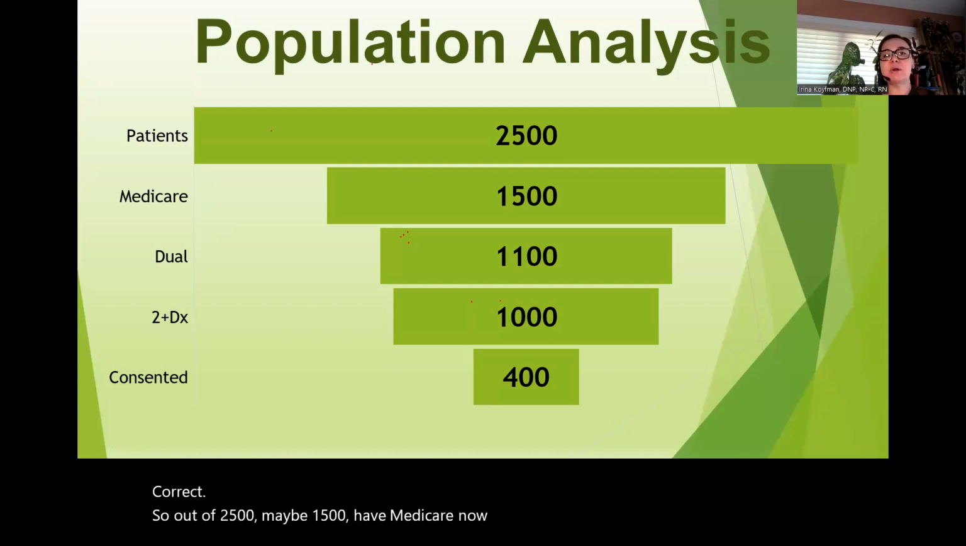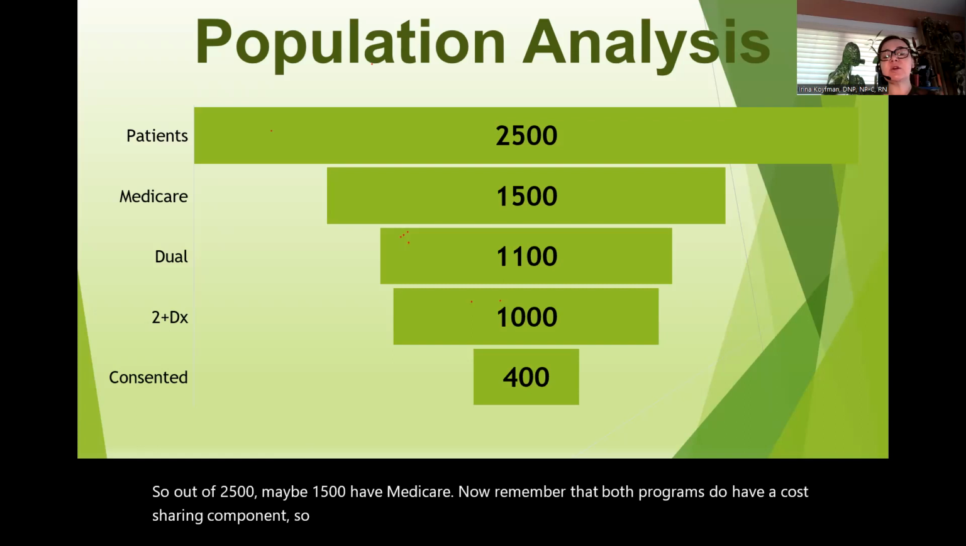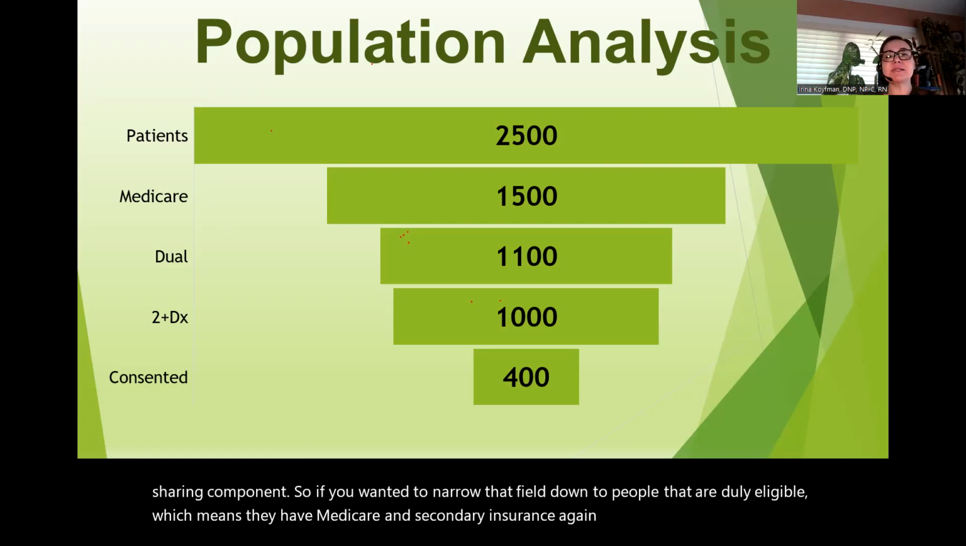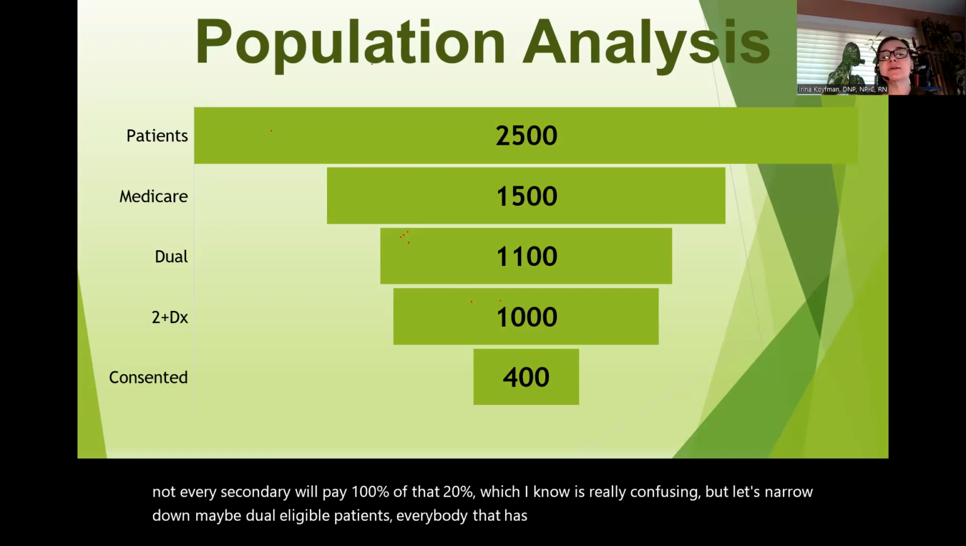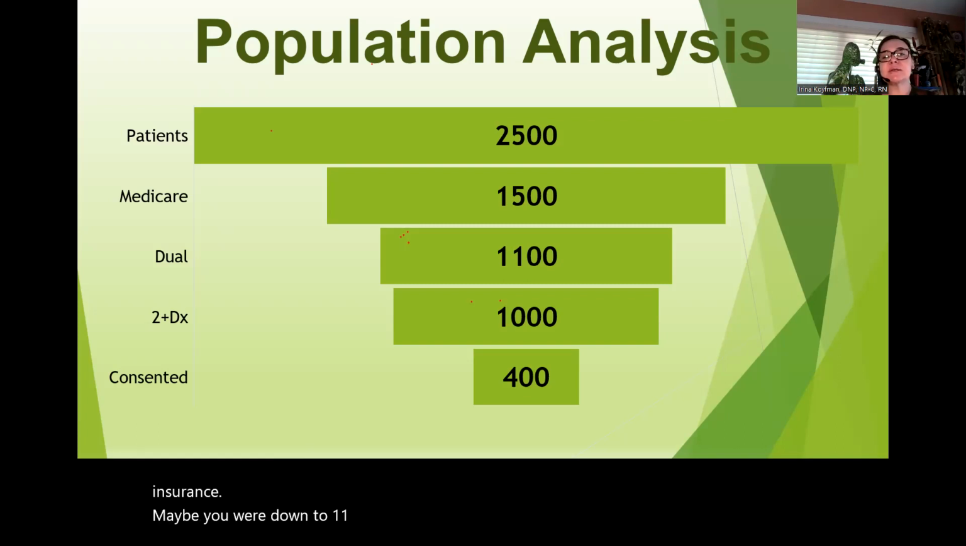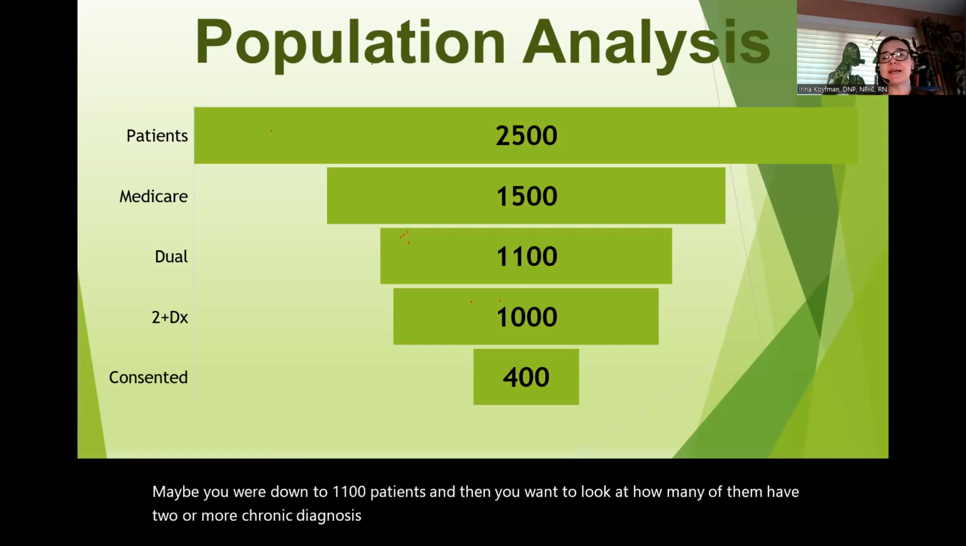Now remember that both programs do have a cost sharing component. So if you wanted to narrow that field down to people that are dually eligible, which means they have Medicare and secondary insurance, again, you have to check because not every secondary will pay 100% of that 20%, which I know is really confusing. But let's narrow down dual eligible patients, everybody that has Medicare and another insurance. Maybe you're down to 1,100 patients. And then you want to look at how many of them have 2 or more chronic diagnoses. Let's say 1,000.